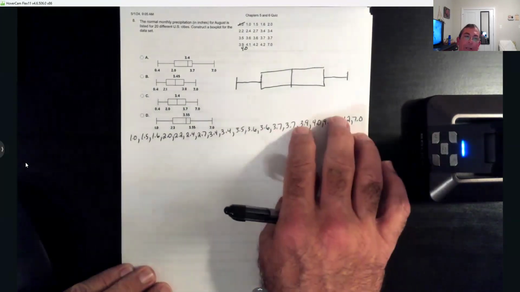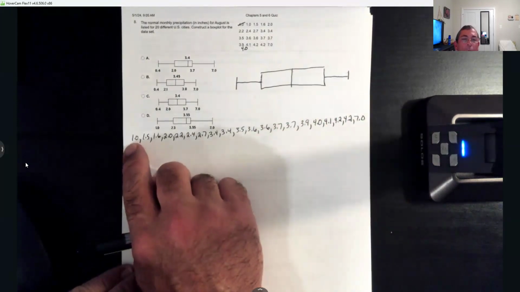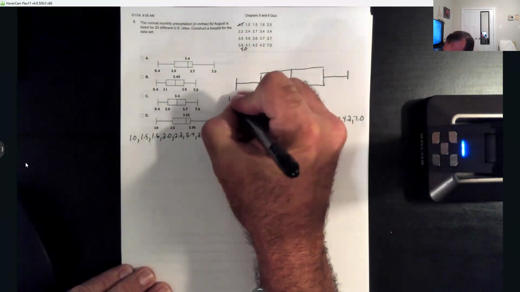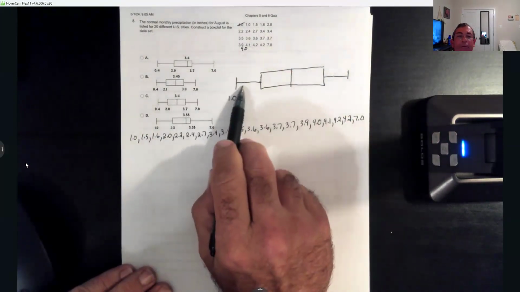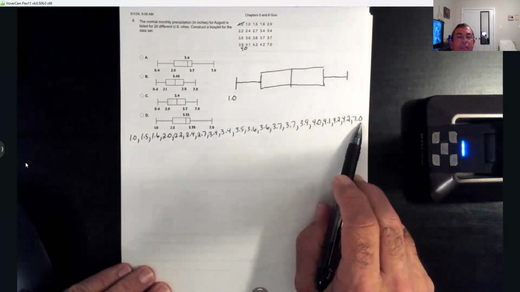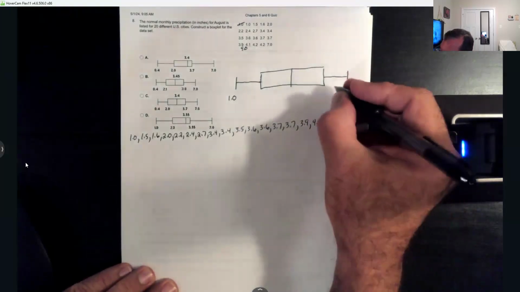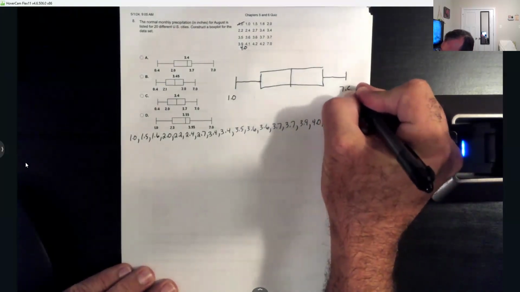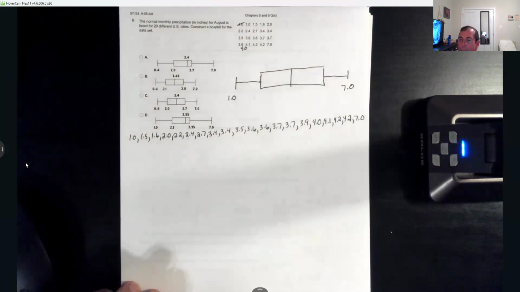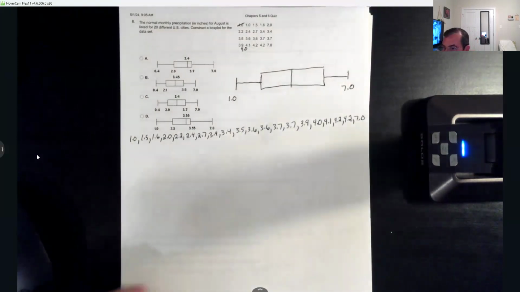So 20 data points. But this way I can tell what my lowest number is. My lowest number is 1.0. So 1.0 is going to be my left whisker. And my biggest number is 7.0. So 7.0 will be my highest whisker.